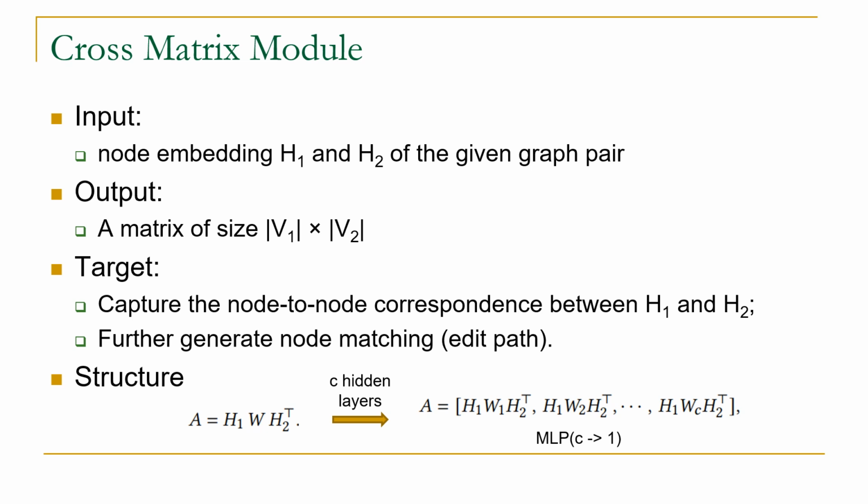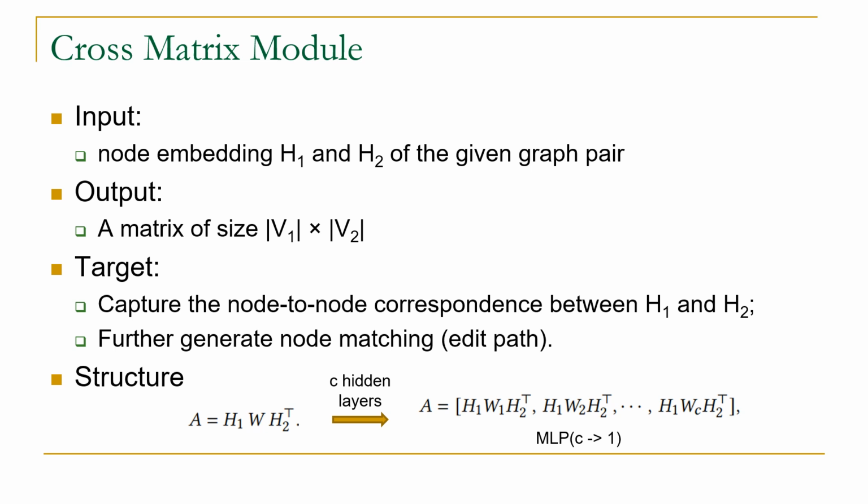The cross matrix module takes the node embeddings of G1 and G2 as input, and finally outputs a matrix of square size. This is obviously time-consuming in both model training and testing, but necessary to further generate node matching and edit paths. The inner structure of this module is clear and concise. Suppose that the node embedding size is D. In other words, the size of H1 is N1 times D, and the size of H2 is N2 times D.